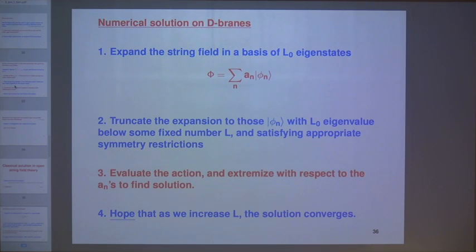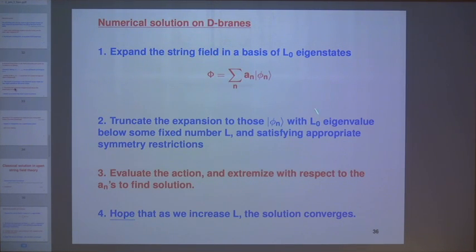So let's first discuss numerical solutions on D-branes. What does it involve? What we do here is we expand the string field in a basis of L0 eigenstates. The string field, as I have said, is an element of the vector space H, so you can expand it in a basis of L0 eigenstates like this. And then, by brute force, we truncate the expansion to those phi_n for which the L0 eigenvalue lies below some fixed number L. We also impose some further symmetry restrictions. For example, if you are looking for a translation invariant solution, we only allow zero momentum basis states over here.